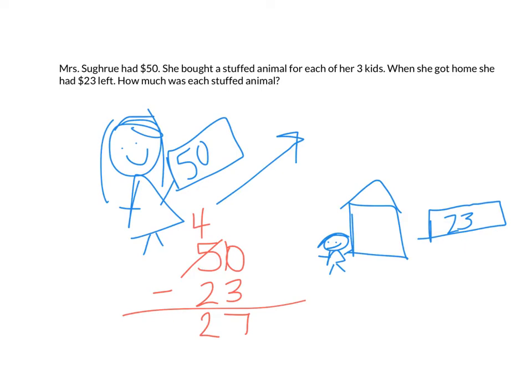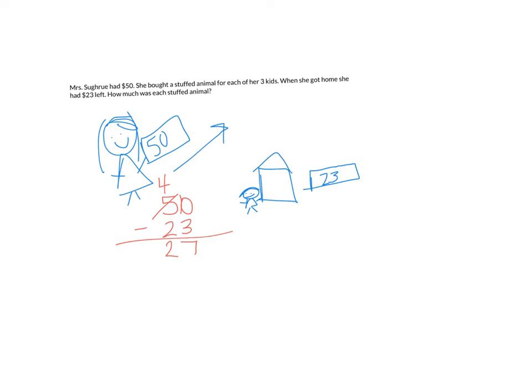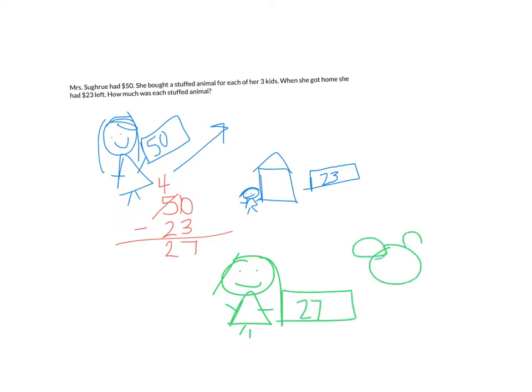No, because if each stuffed animal was $27, that would mean I spent more than what I started with. Oh, okay. So you spent $27. So now you're at the store, and the amount of money that you spent at the store was $27. And with that, you got 3 stuffed animals.